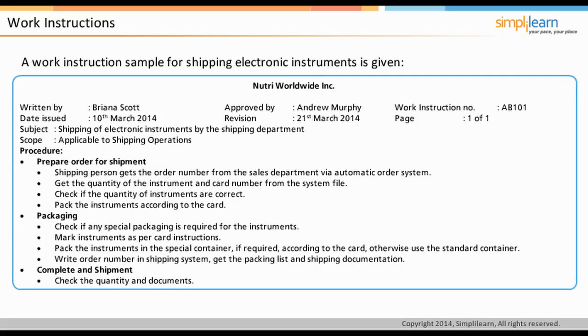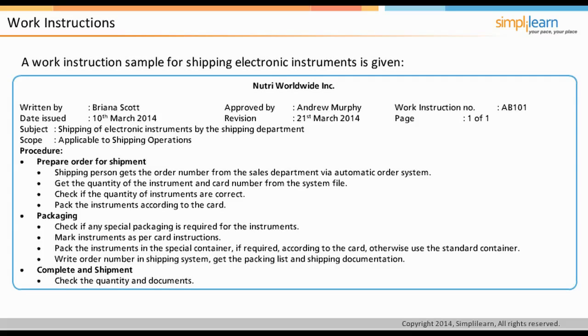The scope of the project states that it is applicable to shipping operations. The procedure is divided into 3 broad steps. As a first step, the order for the shipment must be prepared. In this step, the shipping person receives an order number from the sales department through an automatic order system. The quantity of the instrument and its card number are looked up from the system file, and the packaging is done as per the instructions on the card.